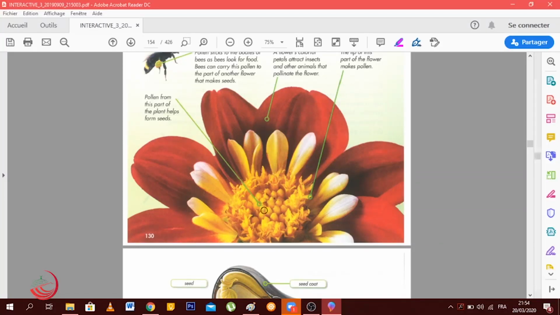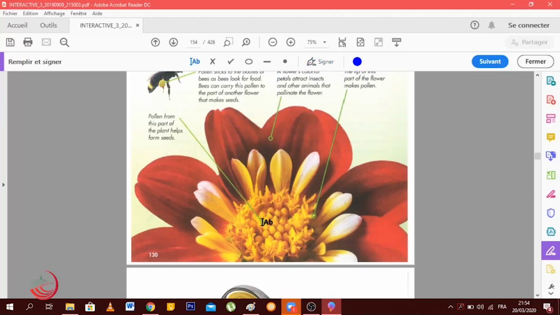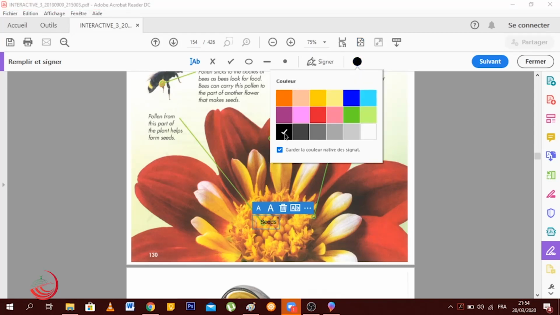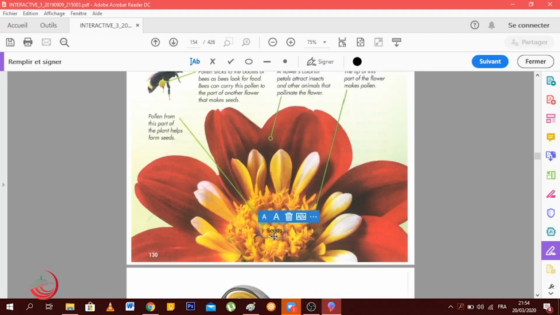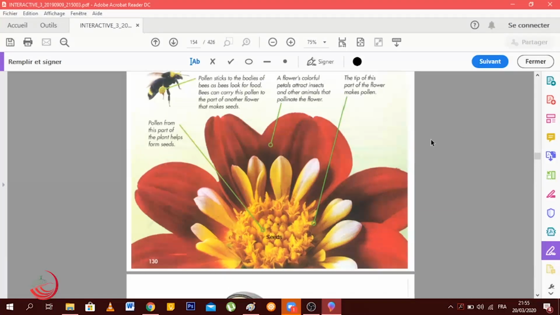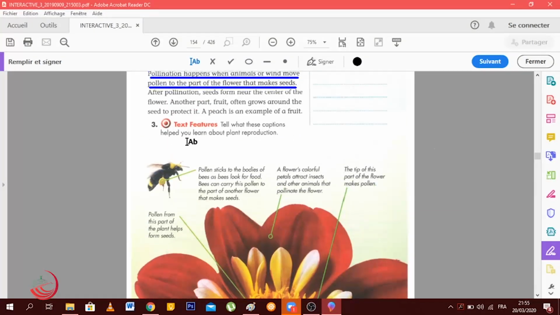So let me here, I will write seeds. Let's do it in black. Okay, you can also write it in your book. Write seeds in the center of the flower. Very good. Let's continue. Another part, fruit, often grows around the seed to protect it.